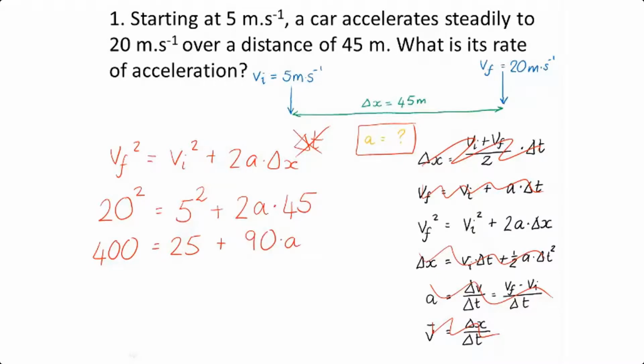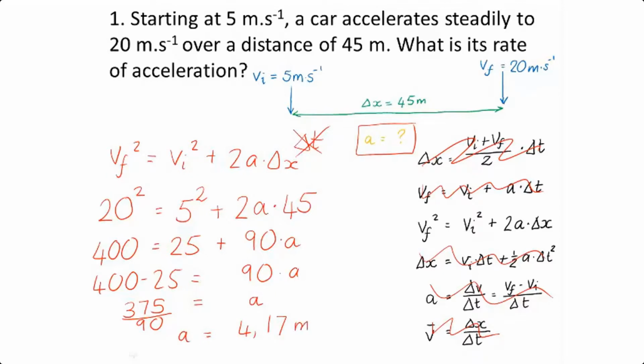Now we subtract 25 from both sides of the equation. 400 minus 25 is equal to 25 minus 25 is 0, so we leave that out. 90a. 400 minus 25 is 375, and we divide both sides by 90 to clear 90 from the right hand side. 90 divided by 90 is 1. 375 divided by 90 is 4.17. And that's acceleration's value.